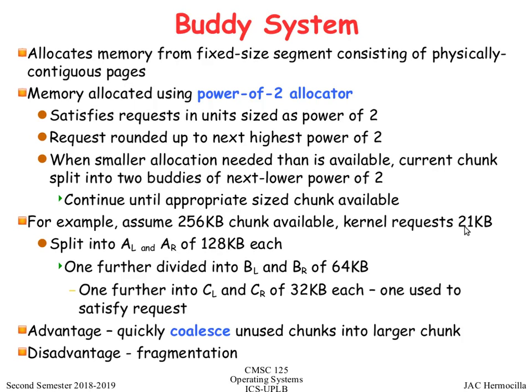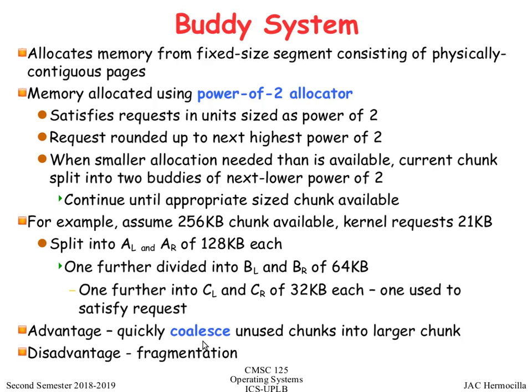Okay? So you further split each of these into BL and BR, so level A, then level B, 128 divided by 2, 64 KB. Kaso masyadong malaki pa siya for the power-of-two allocator. So you further divide 64, level C, 32 KB. Can this satisfy 21 KB? Yes. Ano yung next na division ng 32? 16. Diba? 16, hindi niya na kayang i-accommodate yung 21 KB. Therefore, the kernel will use the 32 KB chunk.